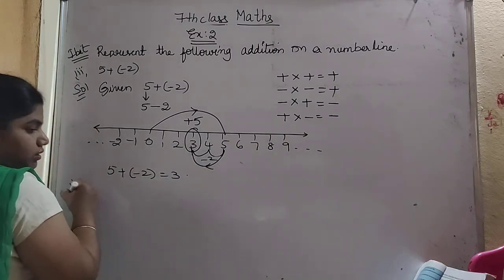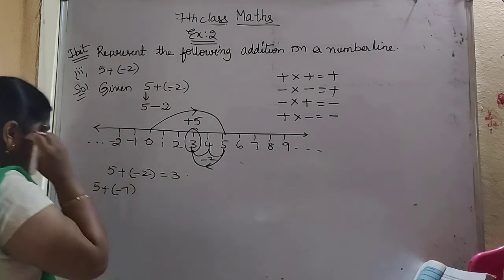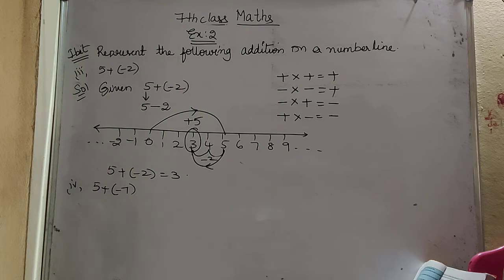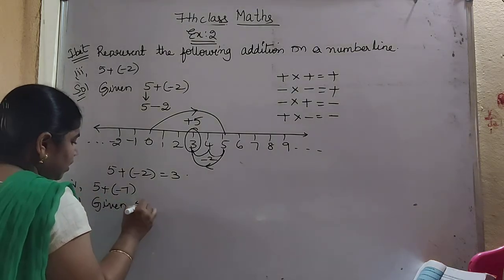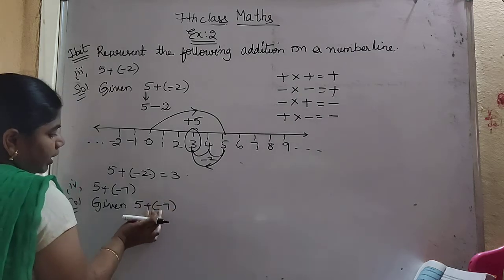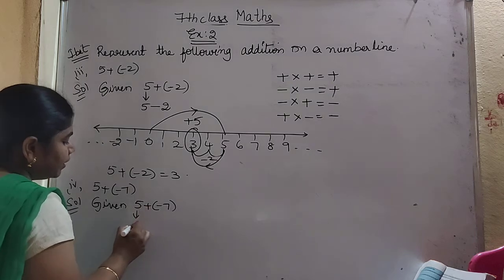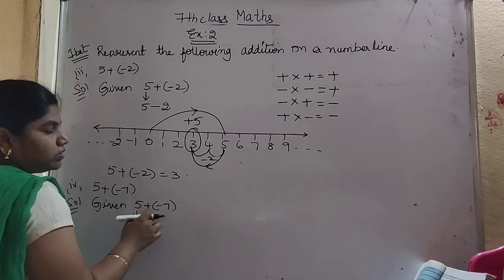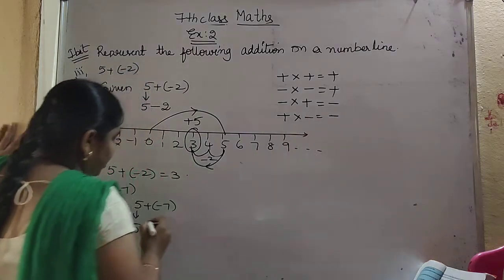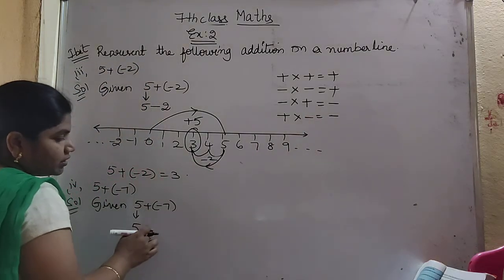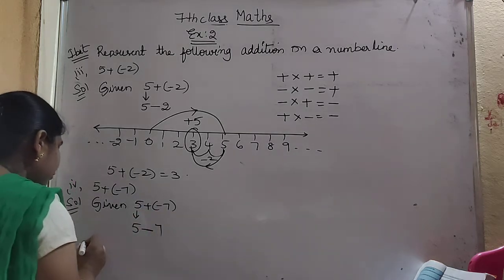So the last one in this bit: 5 plus of minus 7. Again we have to do it the same way. So given 5 plus of minus 7. Again you are seeing the double sign. We have to convert it into a single sign. So the first number we will write as it is. Double sign, make it into a single sign by using this. So plus into minus will be minus. So instead of plus and minus I wrote minus. Plus into minus is minus. Write this 7 as it is. Now you draw a number line.